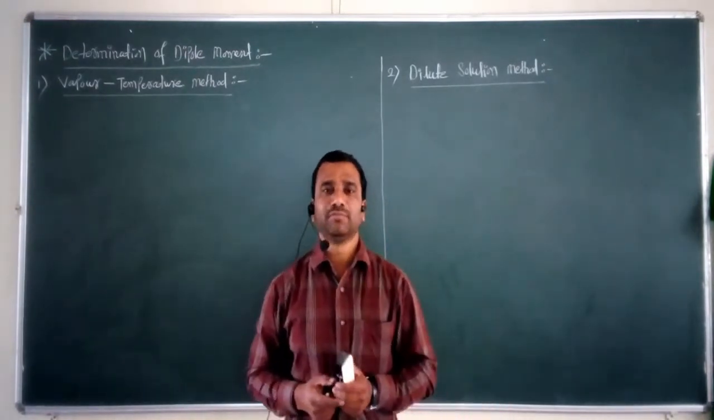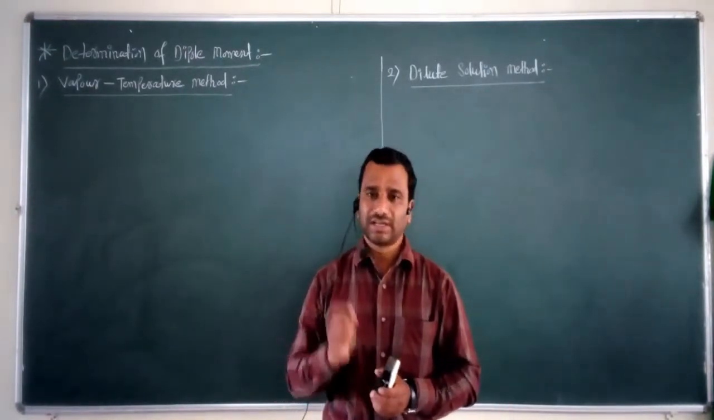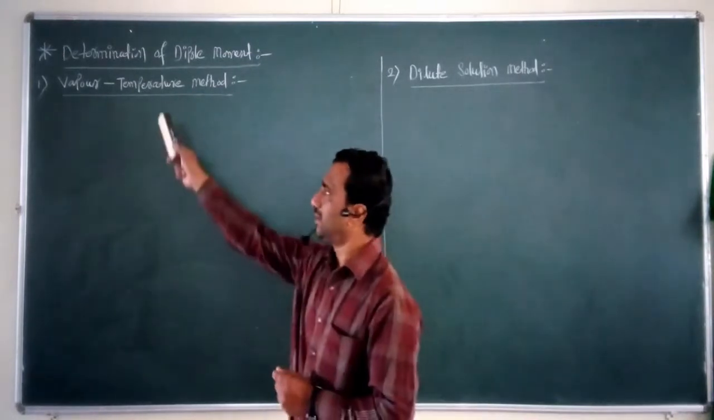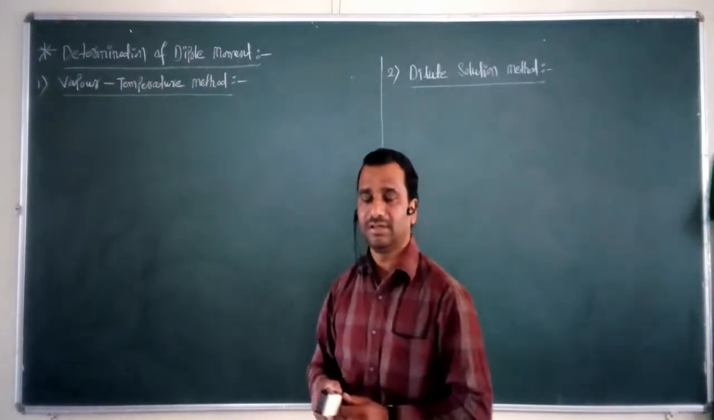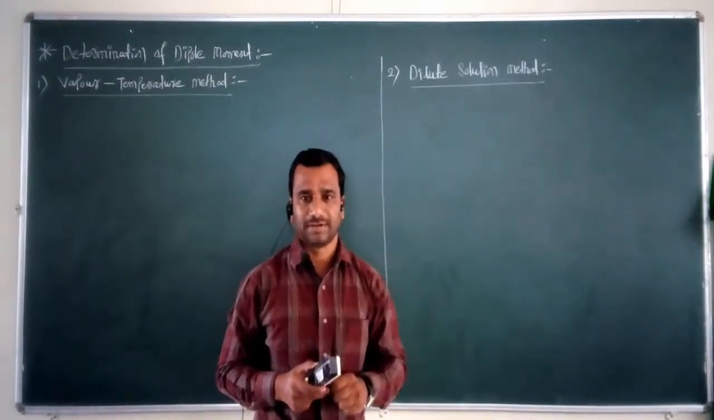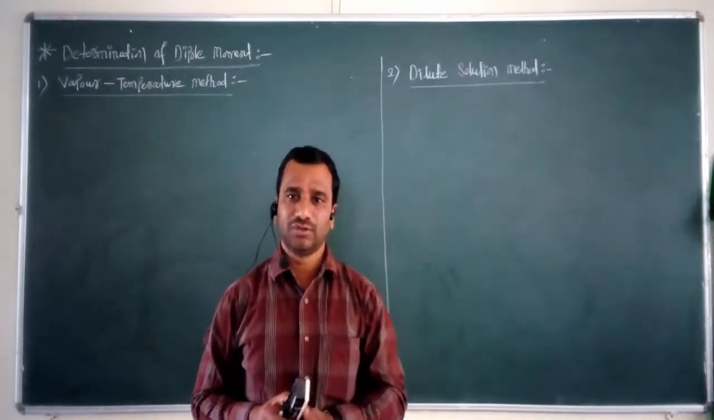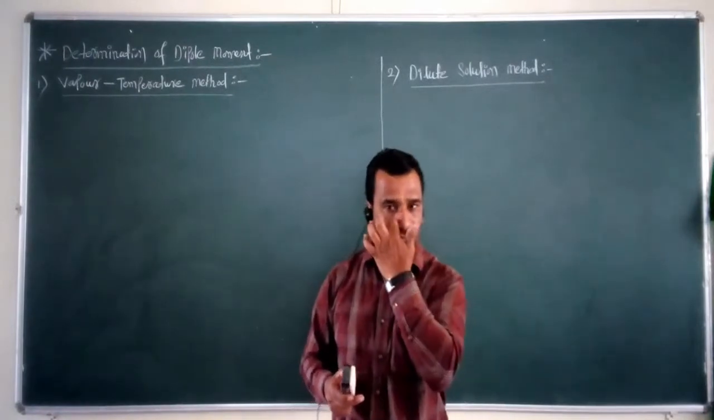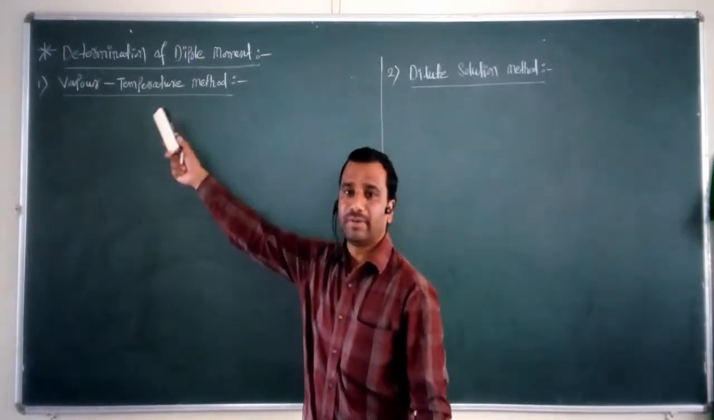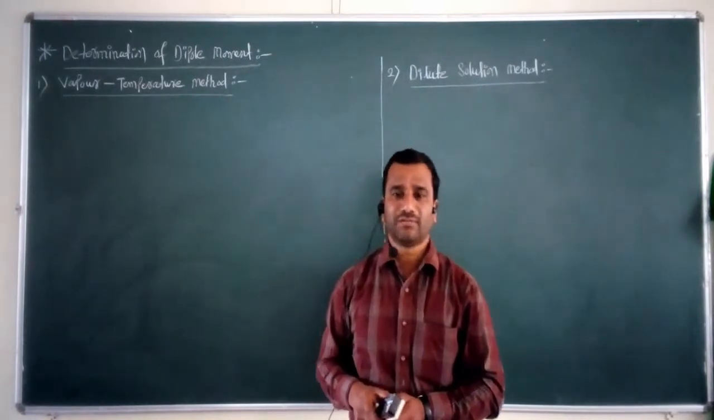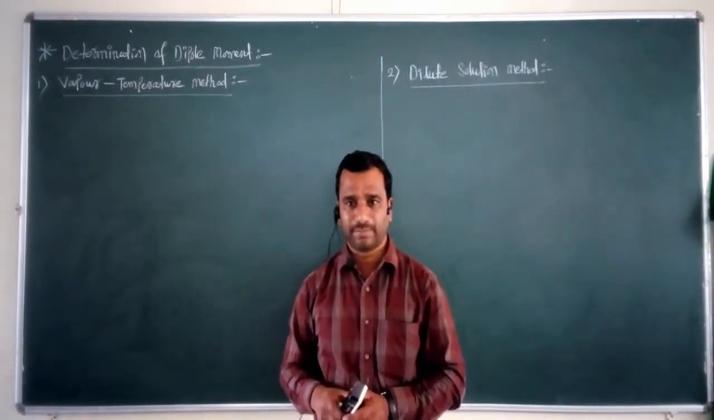This dipole moment can be determined with the help of two important methods. The first method is called the vapor temperature method, and the second method is called the dilute solution method. These two different methods are useful. Now we take them one by one. So first we are going to take the first method, the vapor temperature method. This is a very important method for the determination of this dipole moment.